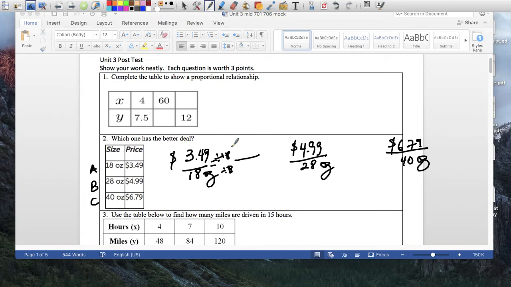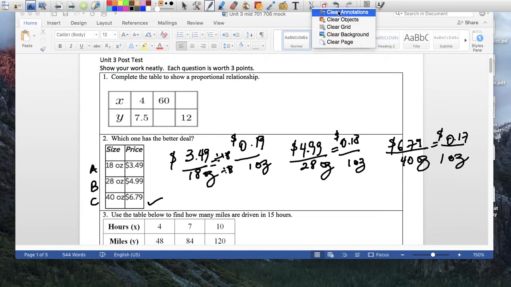Right? So we're going to get our unit rate of 3.49 divided by 18. It's going to give us, rounded, 0.19 cents over 1 ounce. And over here we get $4.99 divided by 28 ounces, and we get, rounded, 0.18 cents over 1 ounce. And the last one is 6.79 divided by 40 ounces, and that's going to give us, rounded, 17 cents for 1 ounce. So obviously the better deal is this one, 6.79. So this is our better deal. Okay, so make sure you show all your work.